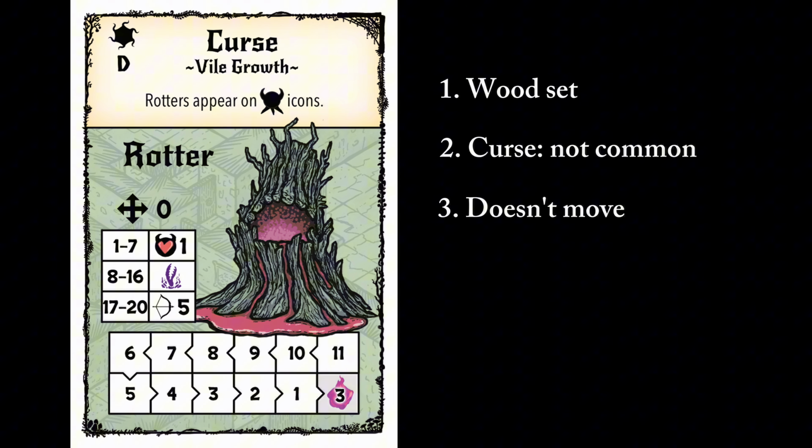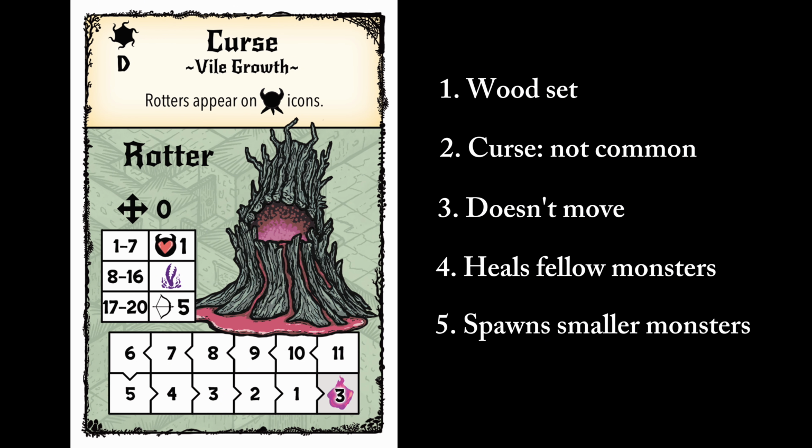It just means that the monster doesn't do anything on their turn. And so these are two ways where the rotters are unique in the game. It also heals other monsters by kind of spreading its essence through the air, and it can also spawn smaller monsters in the game. So it can be a bit of a handful in the exploration phase of Dungeon Map Maker.